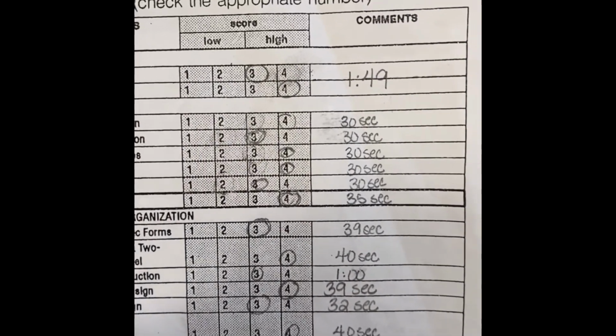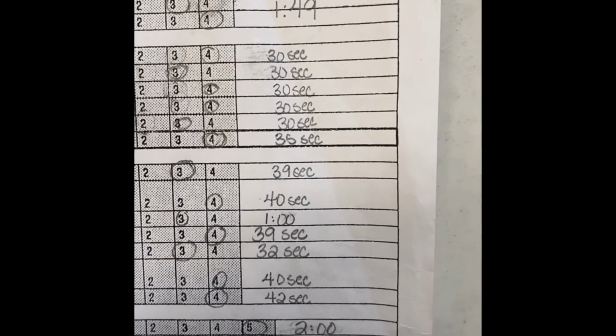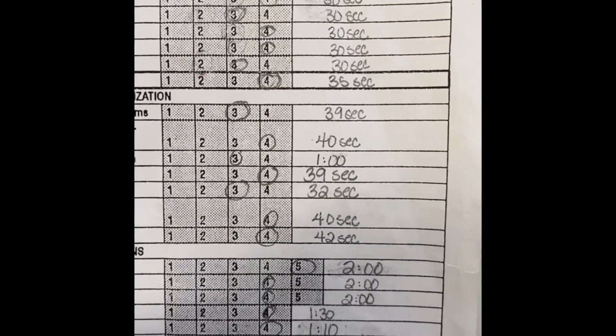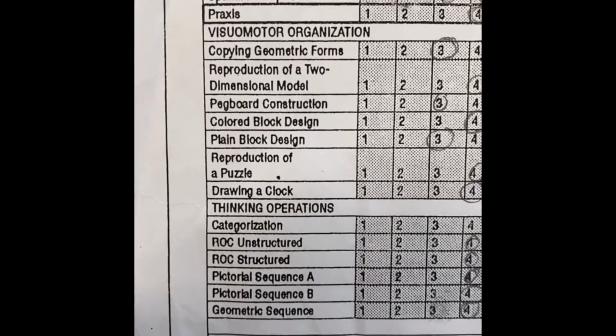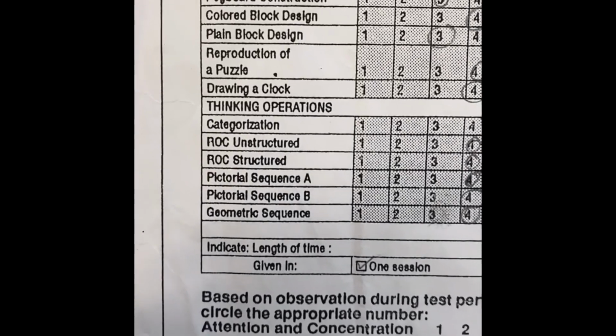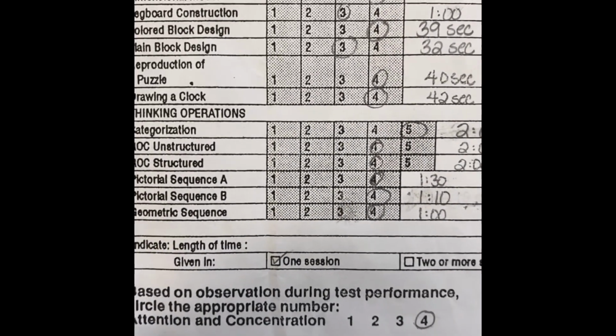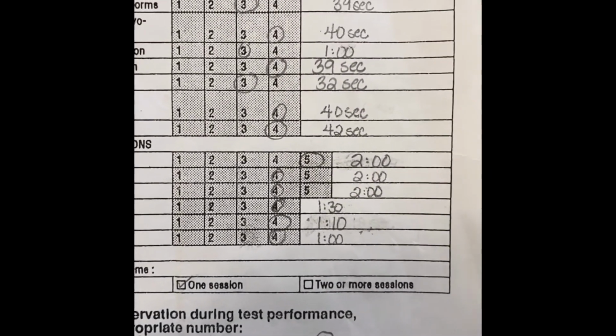For each category, you score the individual from 1 being the lowest to 4 being the highest, and occasionally 5 in other sections. You then collect the length of time taken to complete each assessment. For orientation to time and place, the client was able to complete the assessment in 1 minute and 49 seconds. He scored 3 under time and 4 under place.